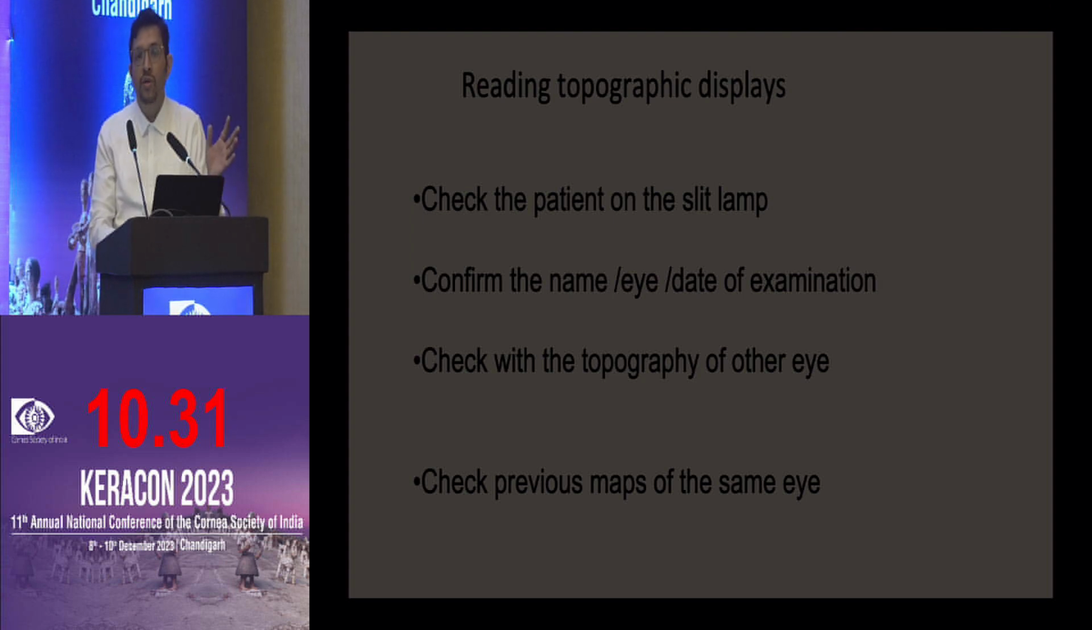Generally, you will have what is called enantiomorphism, where you have a reasonably similar pattern. Again, if there is a difference in pattern between both the eyes and you're not seeing anything clinically in your slit lamp, that should give rise to some kind of a suspicion. And if you have access to previous maps of the same patient, always go and look at it to see if there's any change or worsening.